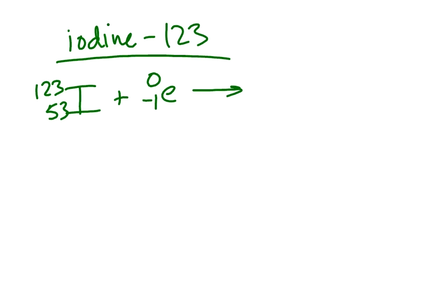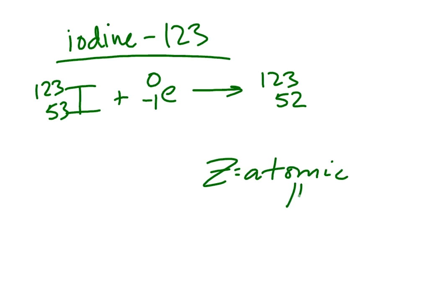Well, what's my product? 123, right? Because 123 plus 0 equals 123. And then I'm going to have 53 plus -1, or another way of putting it is 53 minus 1. I'll end up with 52. I look at the periodic table. I look for number 52. Remember, this Z is the atomic number, and that atomic number tells us what the element is. In this case, it's tellurium.